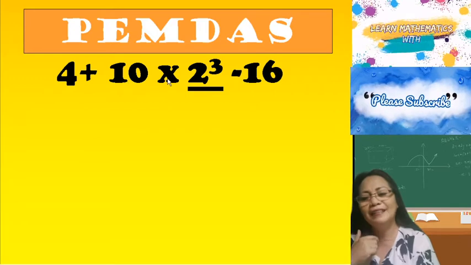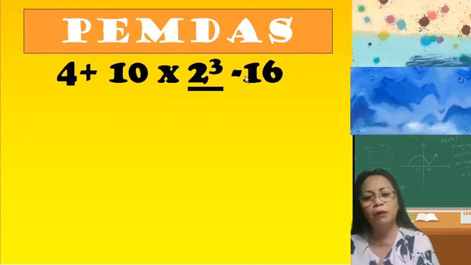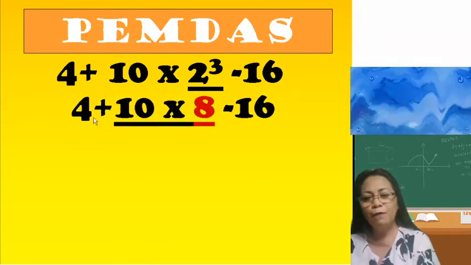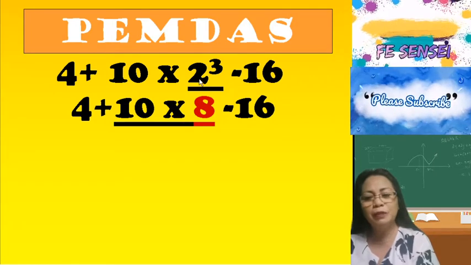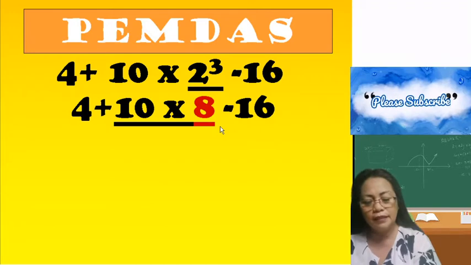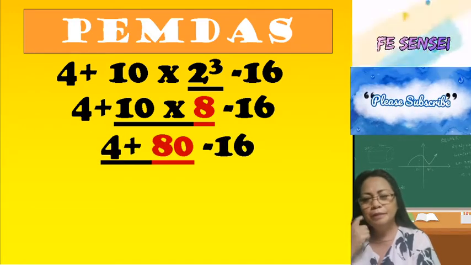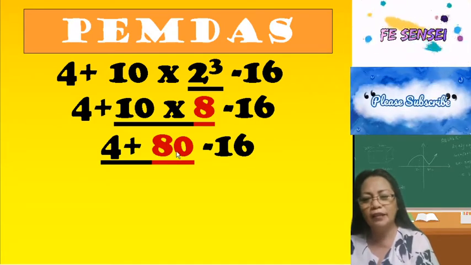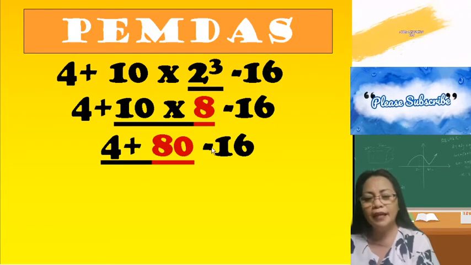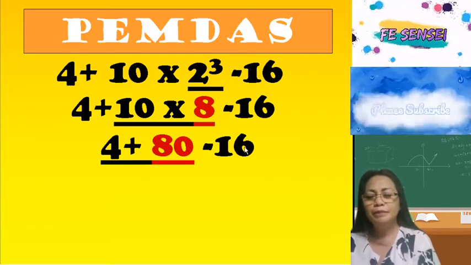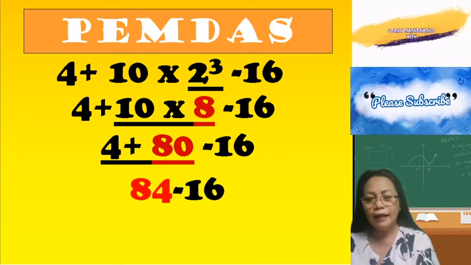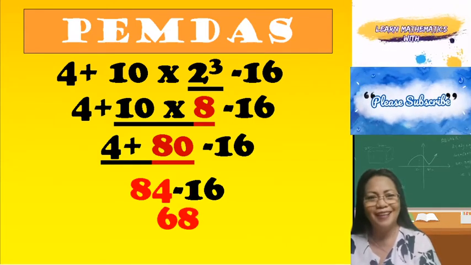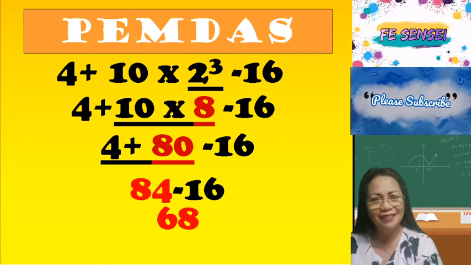Four plus 10 times 2 raised to the third power minus 16. Perform the exponent first. So copy 4 plus 10 times 2 times 2 times 2 equals 8, minus 16. Then, do multiplication. That is 10 times 8 equals 80. So copy 4 plus 80 minus 16. So 4 plus 80 equals 84. Then minus 16 equals 60. How did you find it?